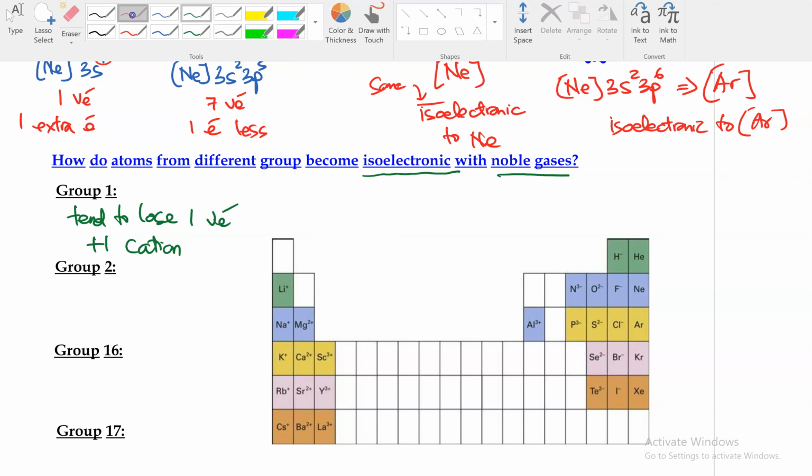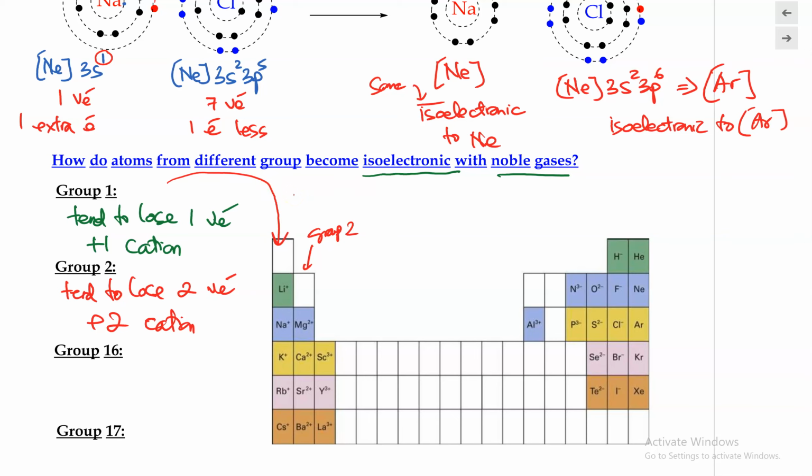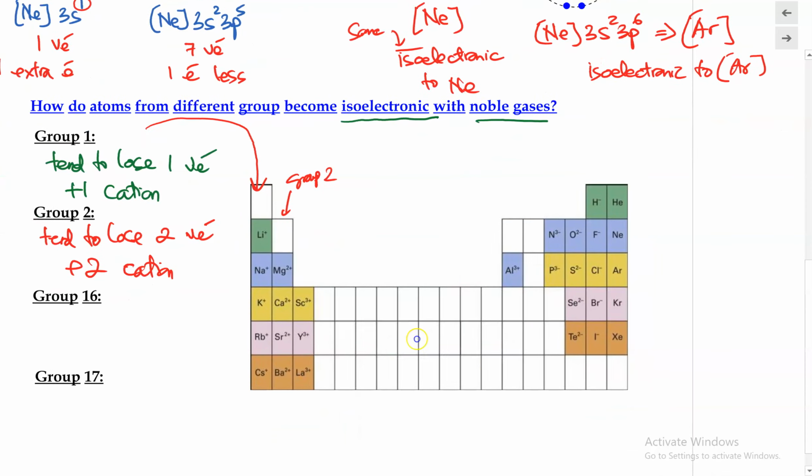As for the group 2 elements, they are still metals. In this case, this will be the group 2. And we can see all of these group 2 elements are now producing the +2 cation because they tend to give or lose 2 valence electrons. And that happened to all of the group 2 elements. Just like group 1, all of them, when they become isoelectronic with a noble gas, now all become +2. And now let's move on to group 16.